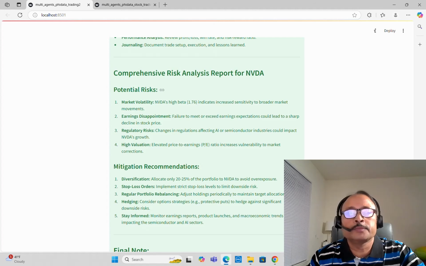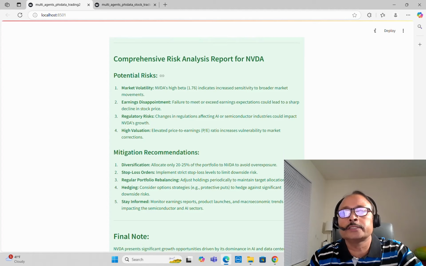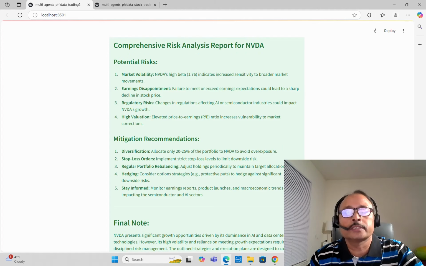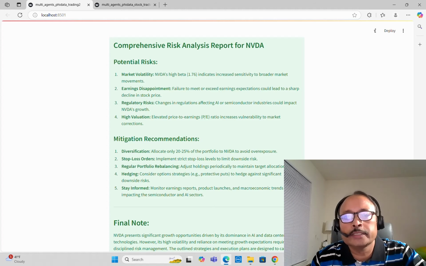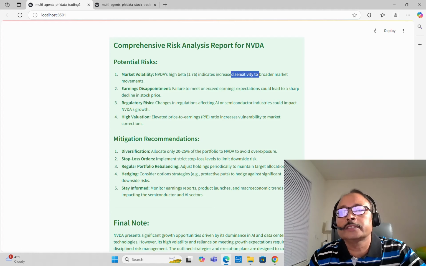And then the last one is prepared by the last agent, that is the risk analyst agent, the comprehensive risk analysis report for NVDA. Potential risk. What are those risks? Market volatility. NVIDIA's high beta indicates increased sensitivity to broader market movements.